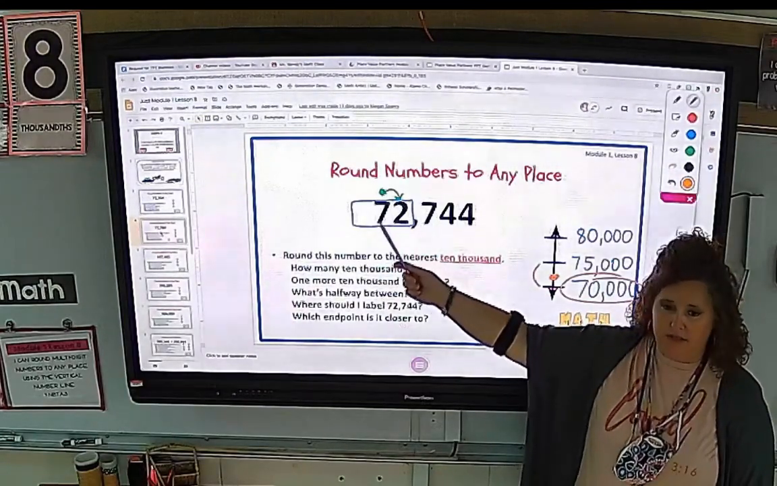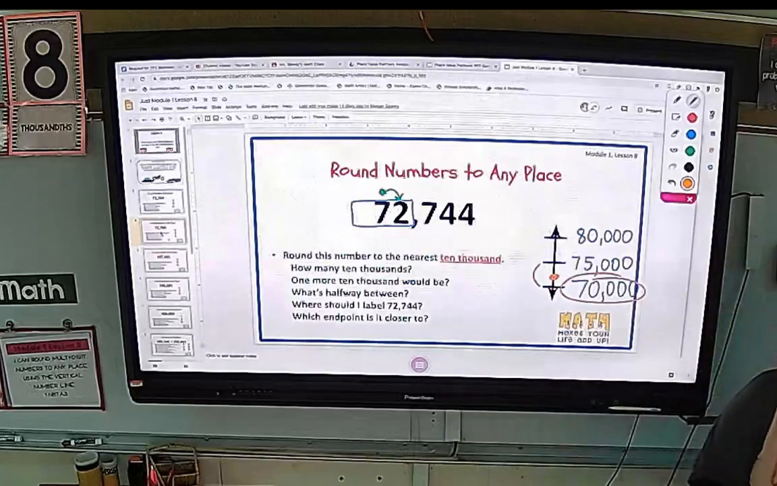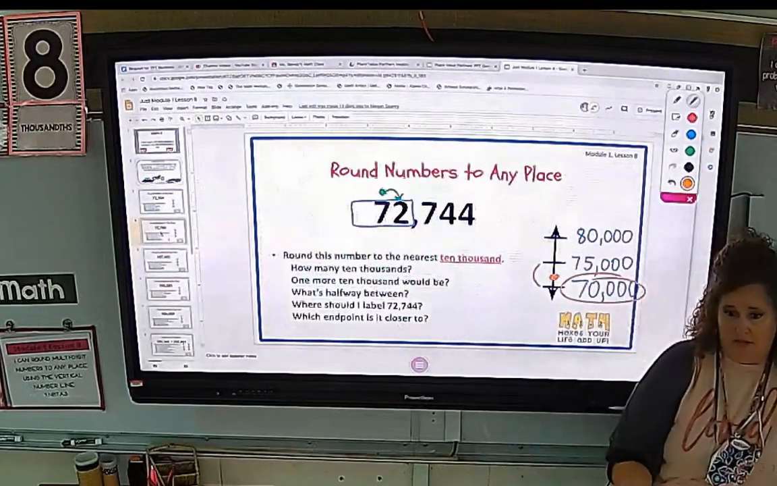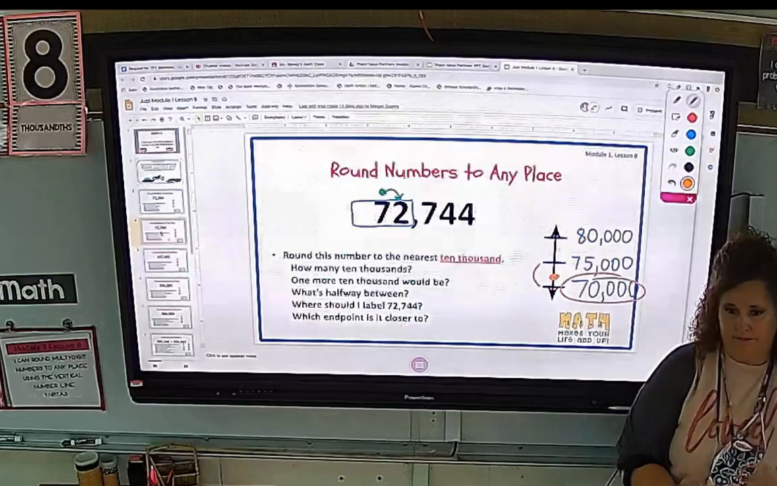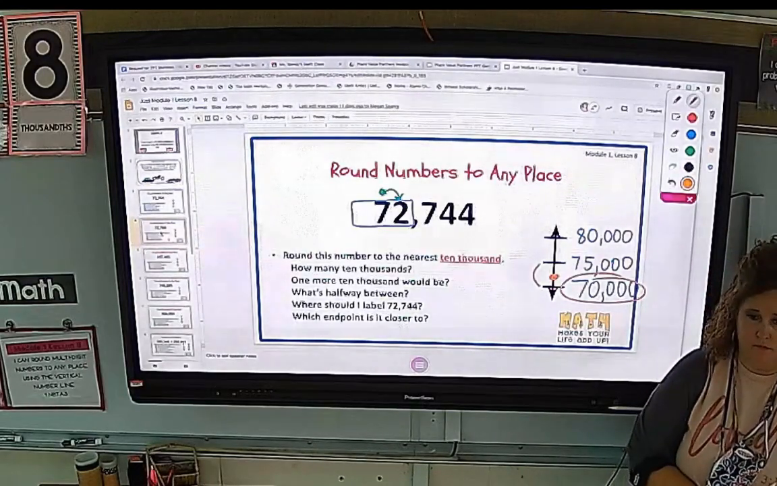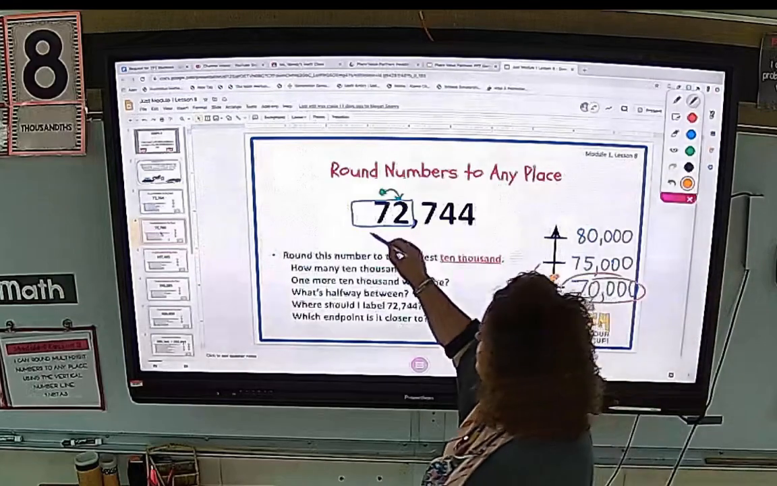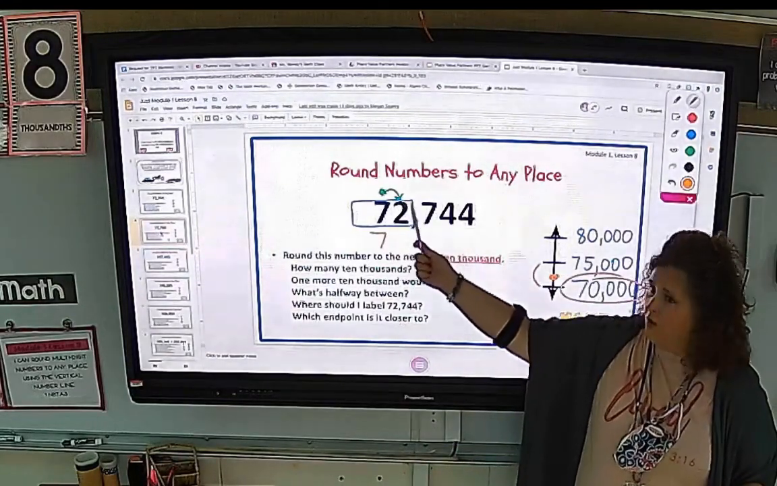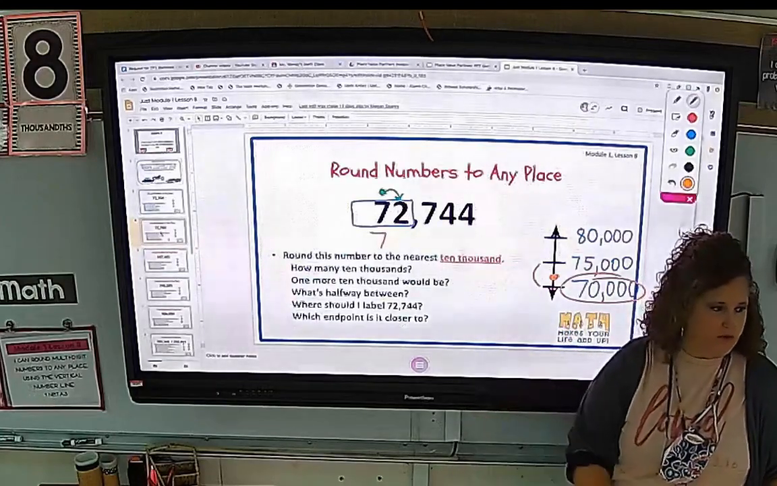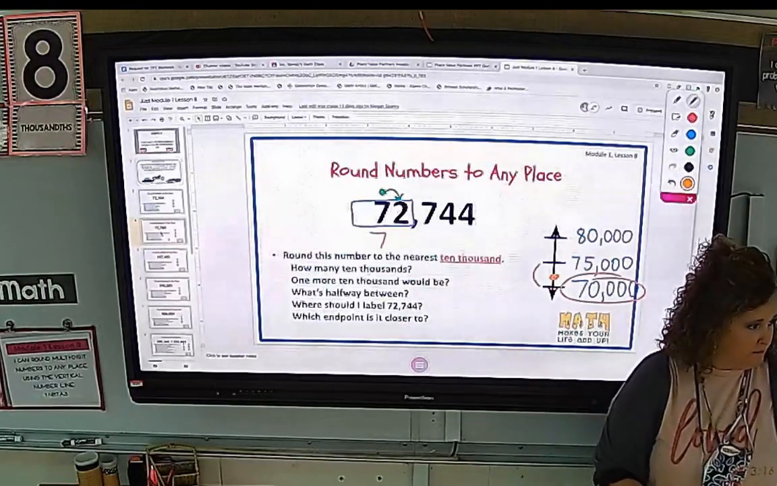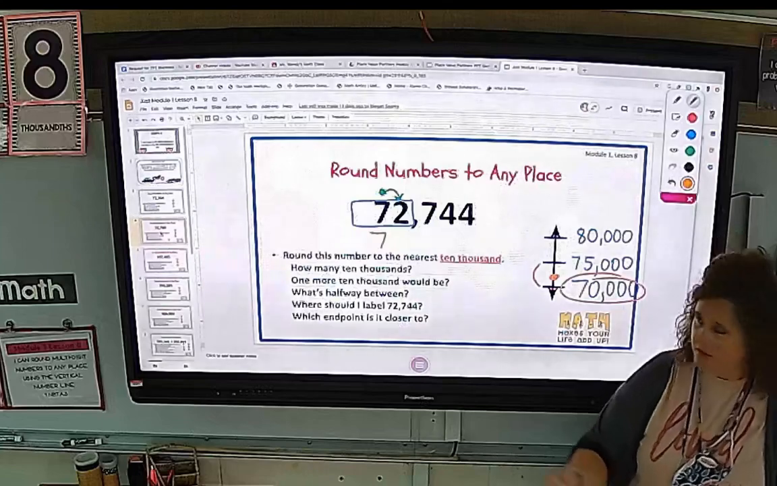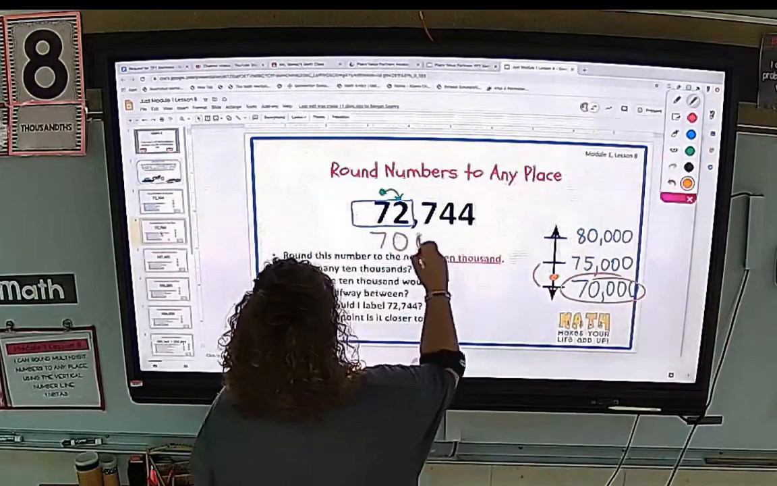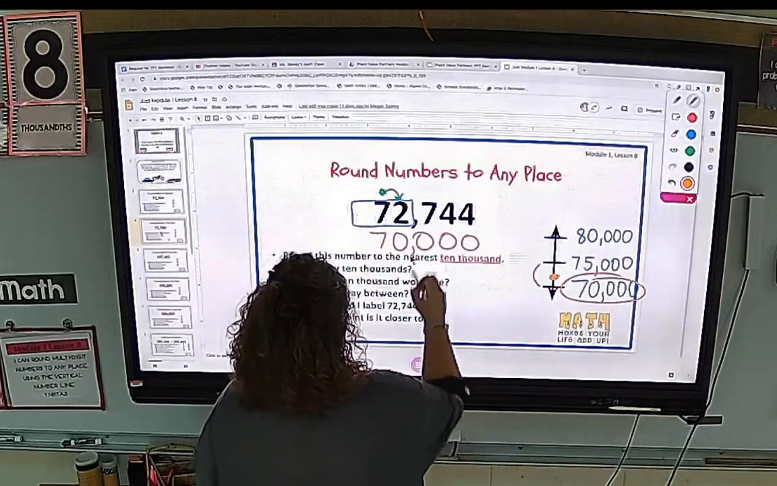That 2 tells that 7 to do what? Brandon, that 2 tells that 7 to stay a 7 or become an 8? Stay a 7. Now, from the arrow all the way down, what do all of those digits become? Zeros. So I'm going to need 1, 2, 3, 4 zeros. Okay.